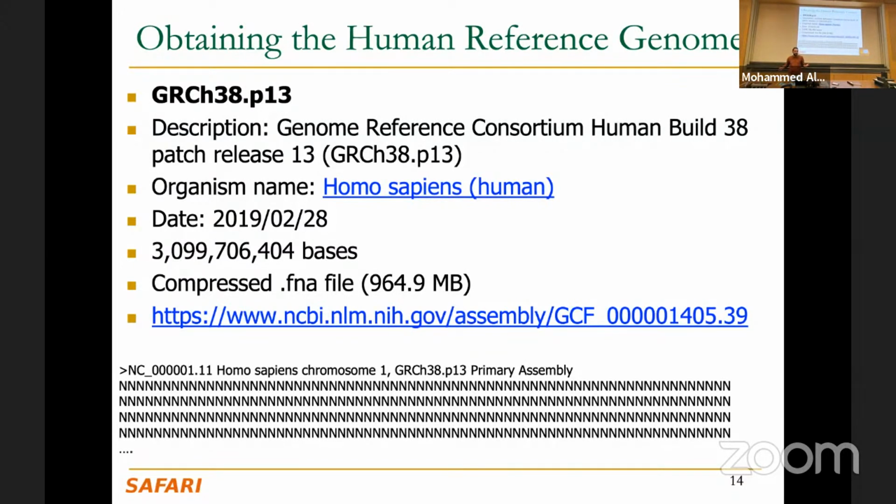How to get it? Go again to the same database. This is from NCBI, NIH in the US. Go to assembly, and then you have a search. You just insert bacteria, virus over there. You get a list of assemblies or reference genomes for all these species. Yes, please.